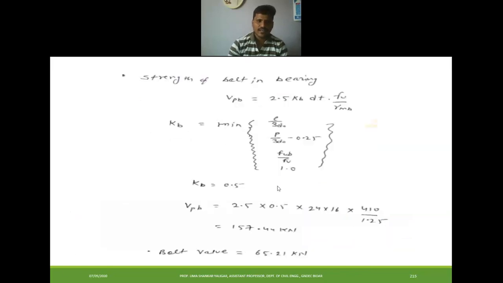And next you need to calculate the bearing strength. You know this formula. We have to calculate Kb, the minimum of these values. You got this as 0.5. d you know is the diameter of the bolt, t you know is the thickness. If you substitute all these values, you will get the bearing strength of the bolt as 157.44 kilonewton. Out of those two values, the lowest value is 65.21 kilonewton. That is the bolt value.